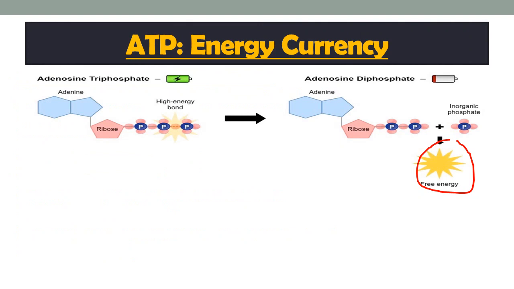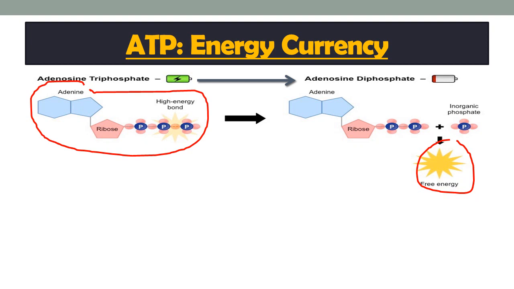Alright, now here we have ATP, that is the energy currency, and ATP is adenosine triphosphate. So students, adenosine triphosphate or ATP is the energy rich molecule, and energy is stored in the bonds by which the phosphate groups are attached to each other. So here you can observe it is like a battery that is fully charged. When the battery is fully charged, it is adenosine triphosphate. It means 3 phosphate groups are there.